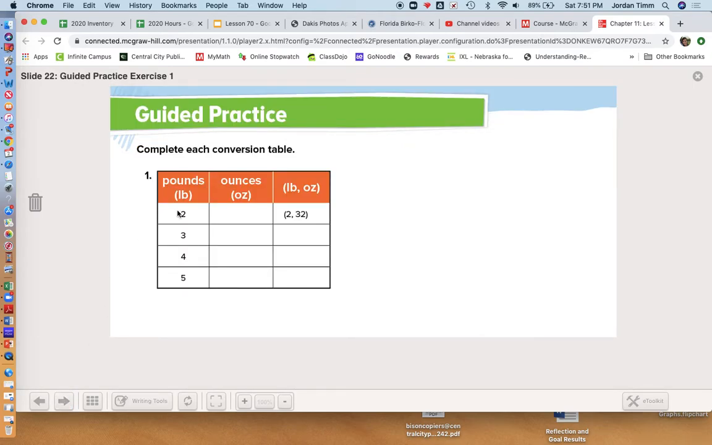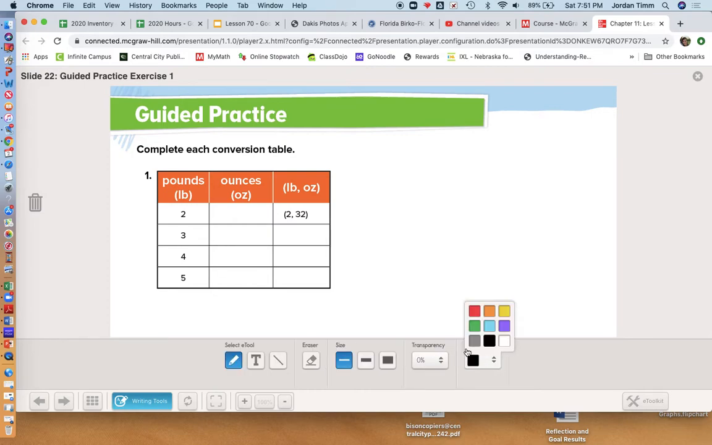Let's go to guided practice. We have 2 guided practice problems. Let's look at the conversion table. We're going from pounds to ounces. How many ounces are in a pound? Good, 16. So we're going to take this column times 16. Then you're going to put your answers here, and then you're going to put your pounds, comma, ounces in parentheses. I want you to go through and fill it out.